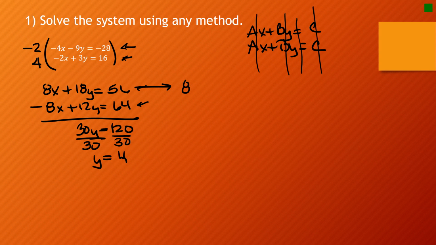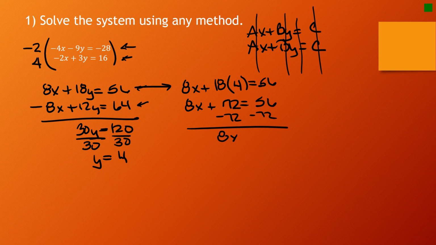So I'm going to say 8x plus 18, take out the y, substitute in 4, equals 56. So 8x plus 72 equals 56. I'm going to just solve this equation the regular old 2-step equation way, and I end up with x being -2. So remember, oh look, I'm going to put my solution up here. Your solution is a point. It's an ordered pair, -2, 4.